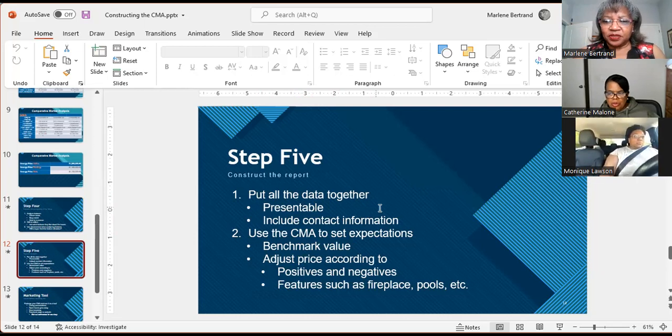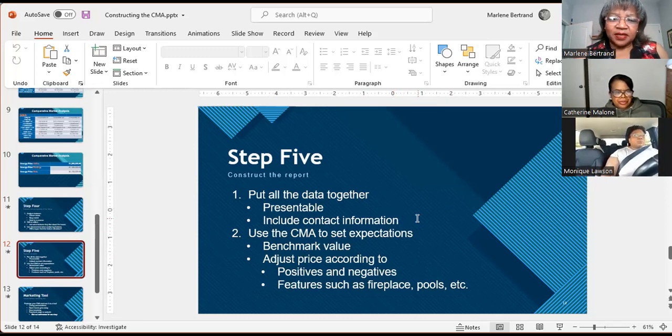But you can put together a package with a cute little binder, and I'm not knocking it. You can put it all together in a binder, and make sure that on every CMA report you do have your contact information. You can put in your cards and present it to the seller. And in a moment, I'm going to show you different ways that you can use the CMA.